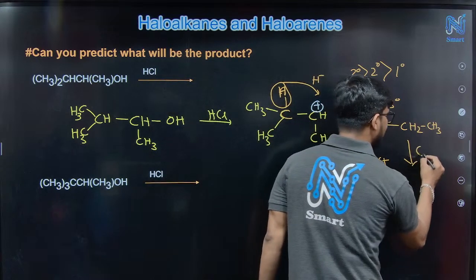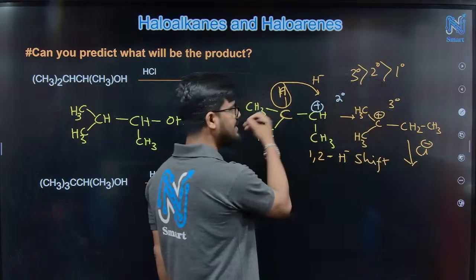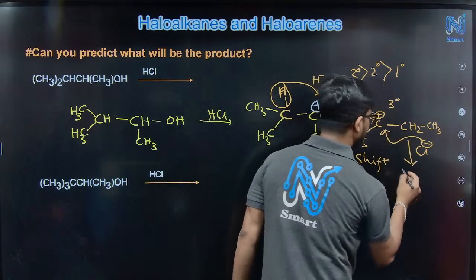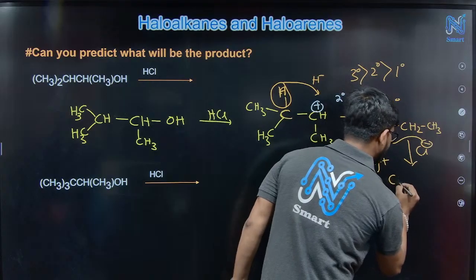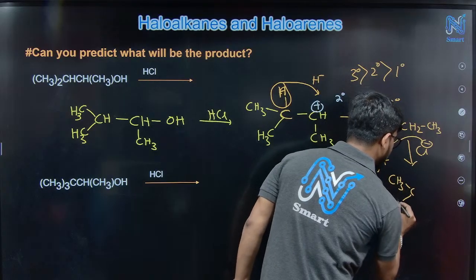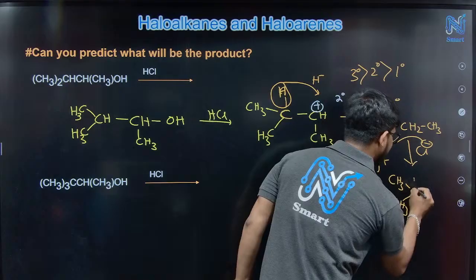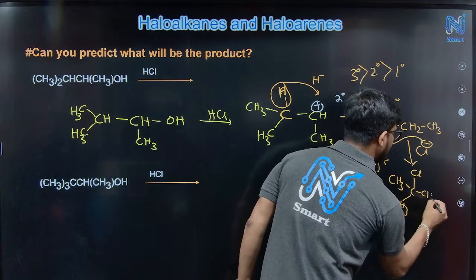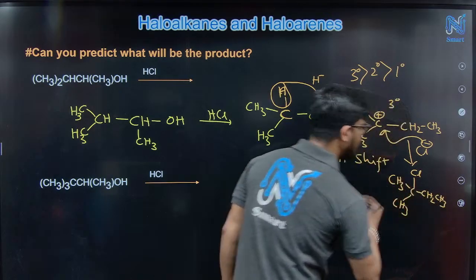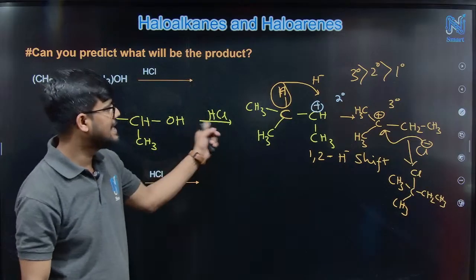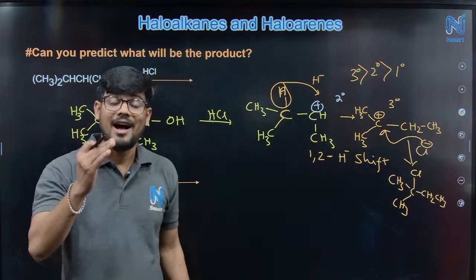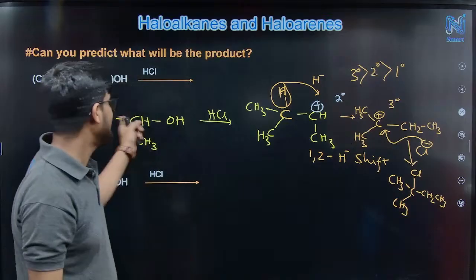Next step, what will happen? Cl minus, already H plus is used, and Cl minus will attack this carbocation, and what product you will get? CH3, CH3, and here Cl will be added, CH2, CH3. So this is our product. So in this case, we have observed that hydride shift is happening in this example.